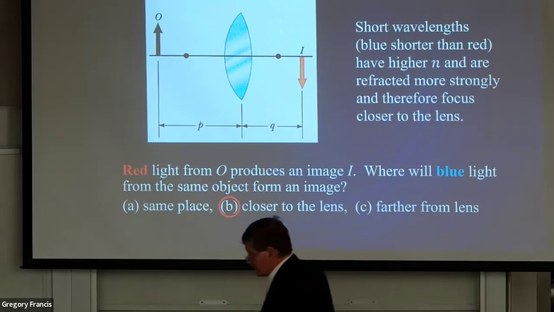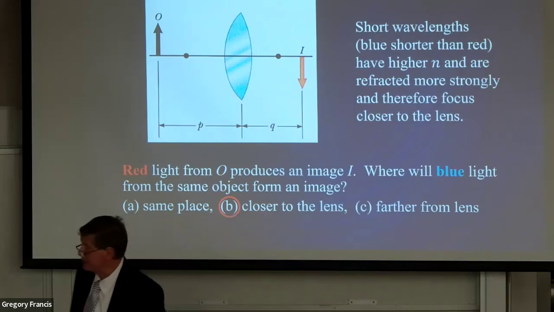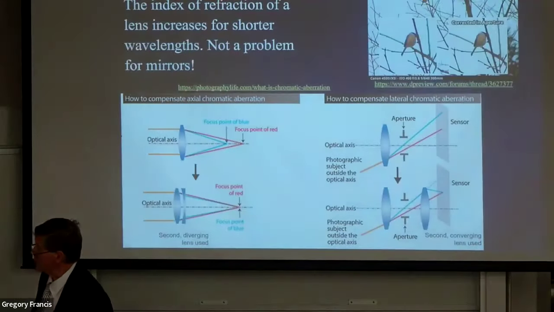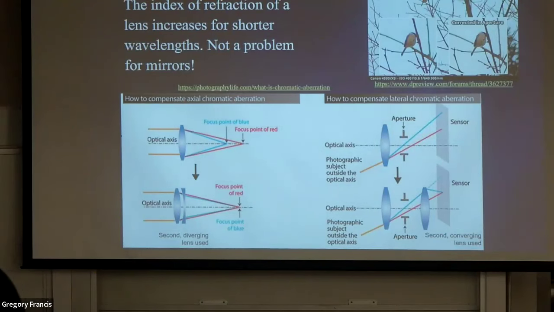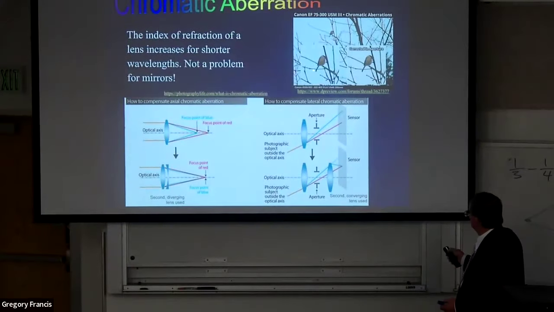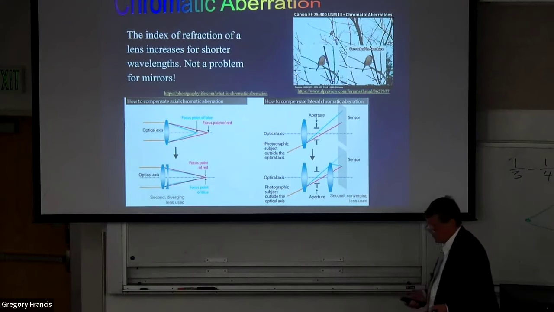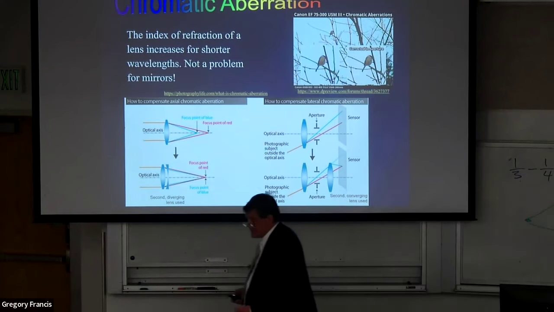Now, that causes problems when you're taking pictures, unless you're doing black and white. And so what you end up with is pictures that have colors kind of blurred. And so you've got green on one side and blue on another side. And then you can correct that with different techniques.